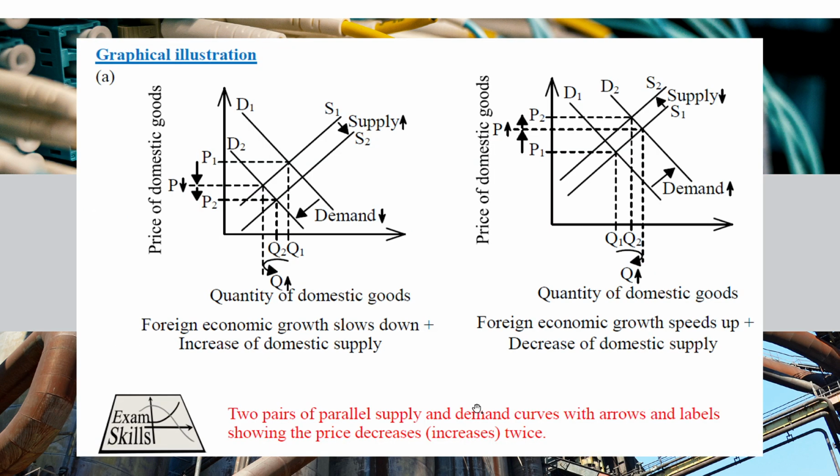The diagram is here. If demand drops and supply increases at the same time, the price drops, and drops twice. On the contrary, when demand increases and supply decreases, the price rises and rises. Both increase, so there will be a doubling effect: twice the increase of the price, or decrease of the price.